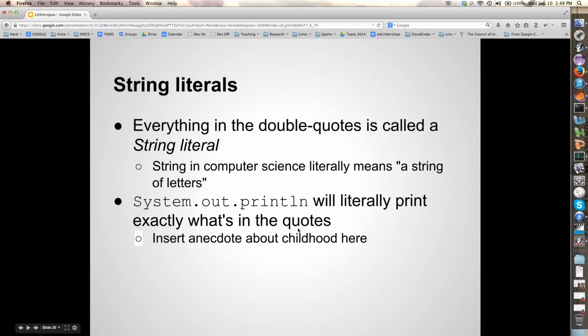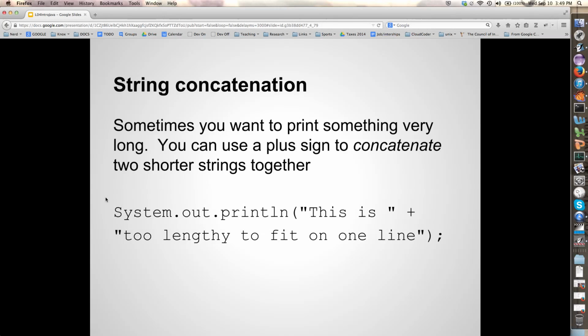This will print literally whatever's inside those double quotes. If what's inside the double quotes is misspelled and grammatically wrong, Java doesn't really care. It's just going to print it out as is.